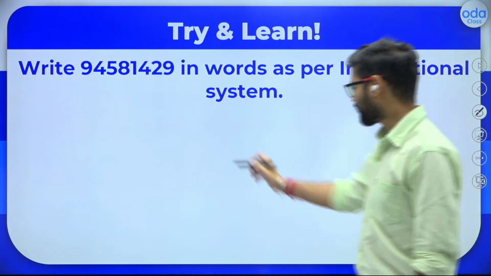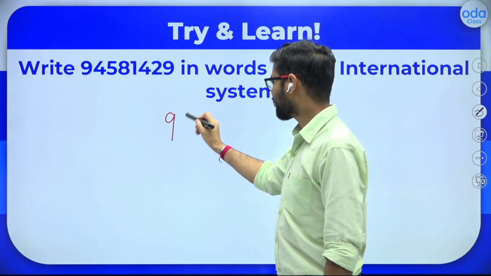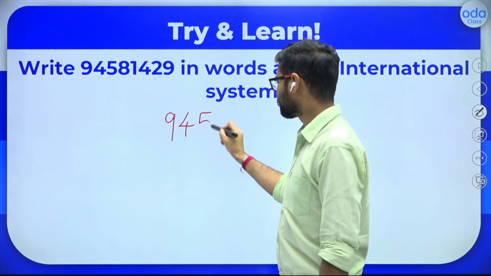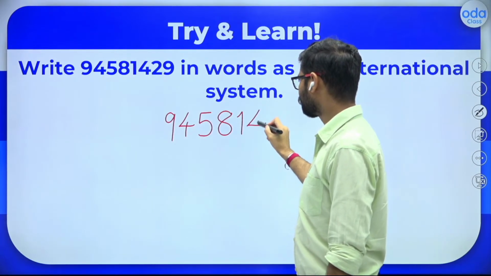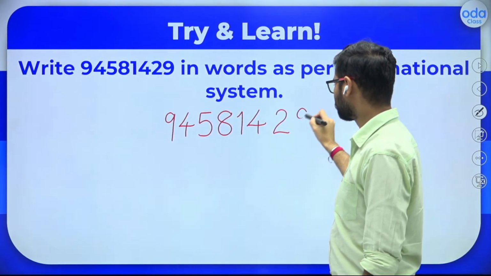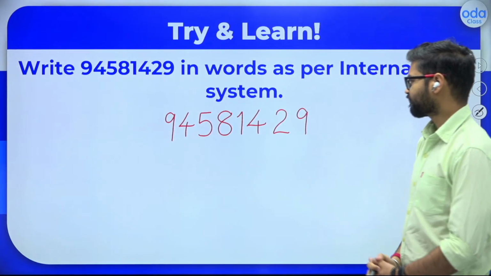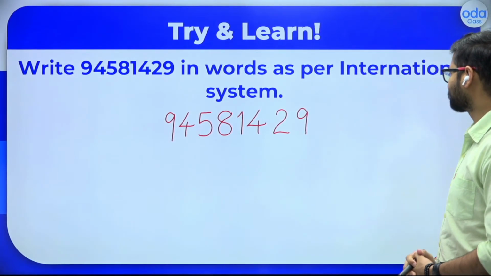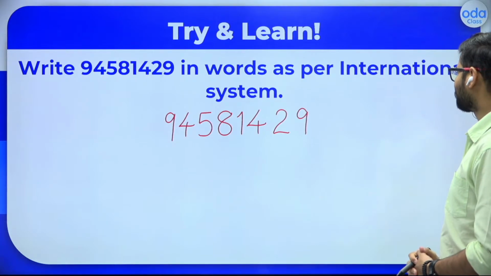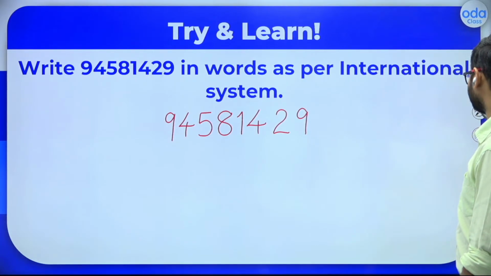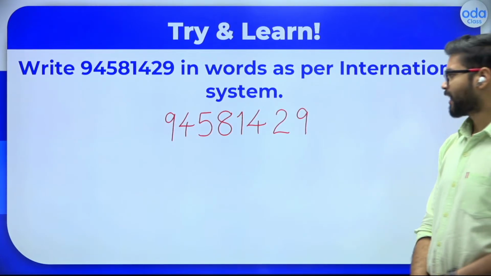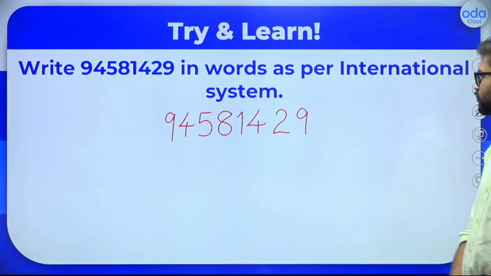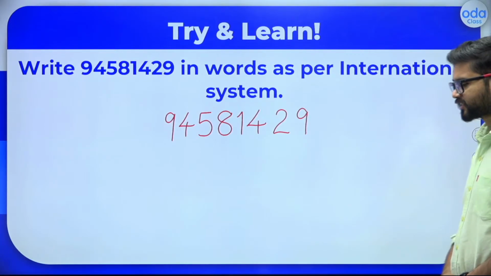Write this number. I can help you in writing this number. 9, 4, 5, 8, 1, 4, 2, 9. Write this in words as per the international system.